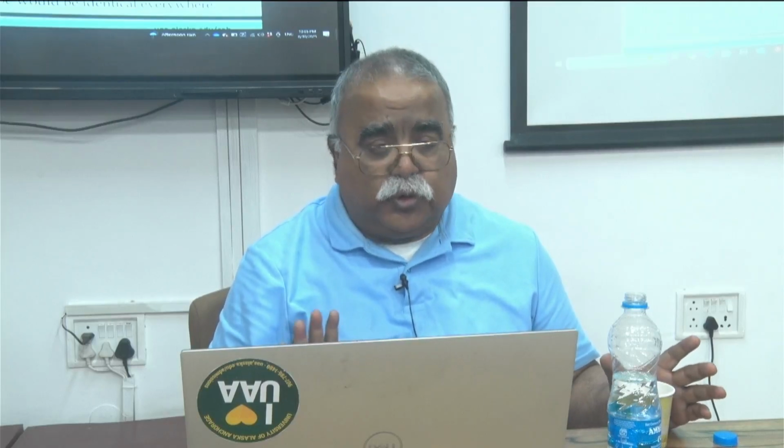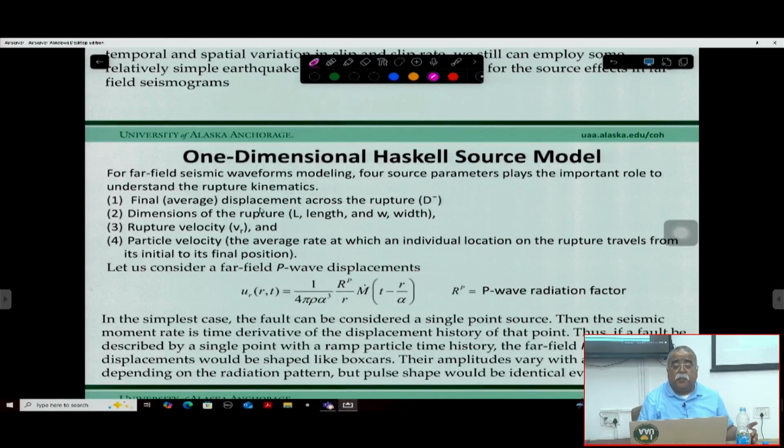The 4 source parameters play an important role. First is the final displacement across the rupture, we call it D. Second, the dimension of the rupture, that means length and width. Third, the rupture velocity, how fast the rupture is propagating, and the particle velocity, right? These 4 parameters are very important to calculate this.